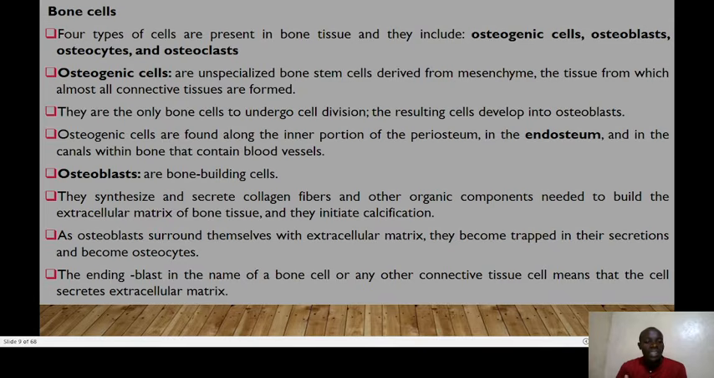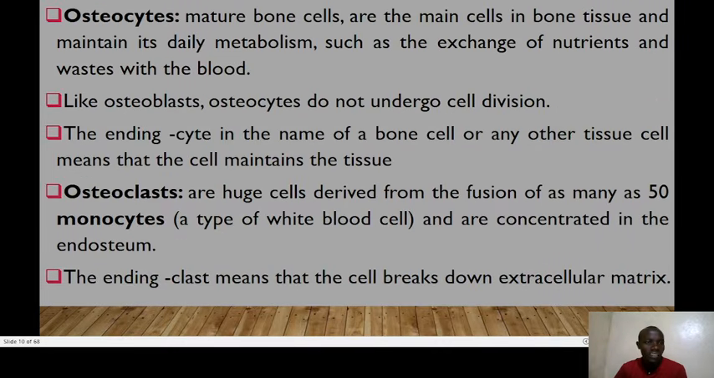So as osteoblasts surround themselves with extracellular matrix, they become trapped in their secretions and become another group of cells we refer to as the osteocytes. And the ending cyte in the name of a bone cell means that the cell maintains the tissue, is the mature cell.